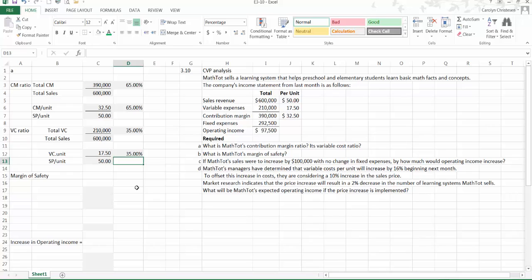Part B wants to know what is MathTot's margin of safety. Recall, margin of safety is the difference between our current sales and our break-even sales. That tells us how much our sales can drop before we'll start to incur losses. So the two pieces of information we need are our current sales and our break-even sales. Okay, the current sales are easy. Those are given here. That's $600,000. All right, so now we need to find out how much our break-even sales are.